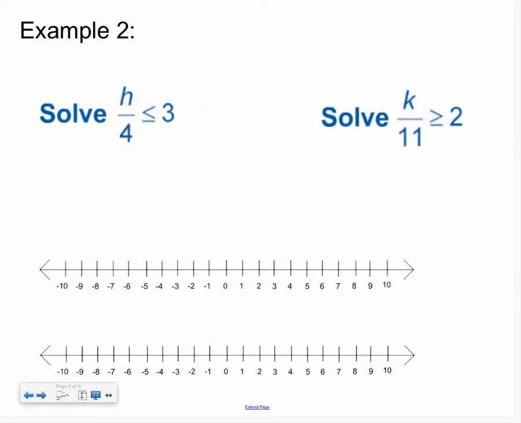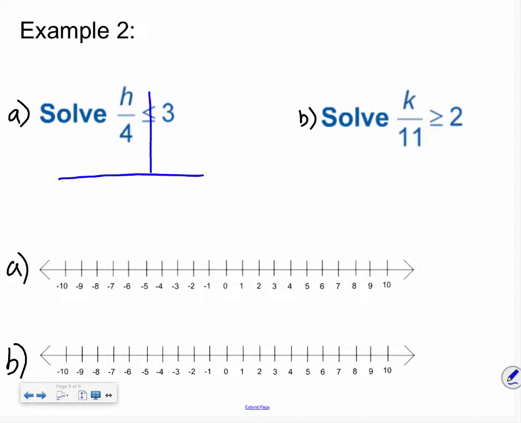Now let's move on to the next example. We have solve h divided by 4 is less than or equal to 3. Okay, I'm going to do the same thing over here as I did on the last slide. I'm going to label these again, just so we can keep them straight.